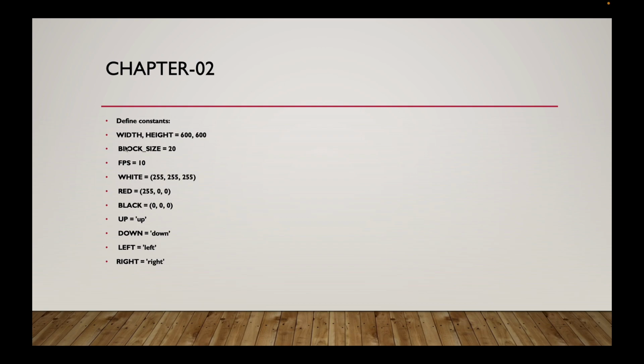So here in next slide, we are defining some constants. So constants are width, height. We are taking a square of 600 by 600 and block size will be 20. Frame per second is 10. Colors are defined over here. So it's white, red, black and the directions up, down, left and right.